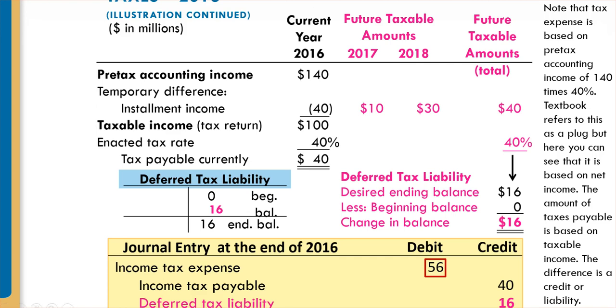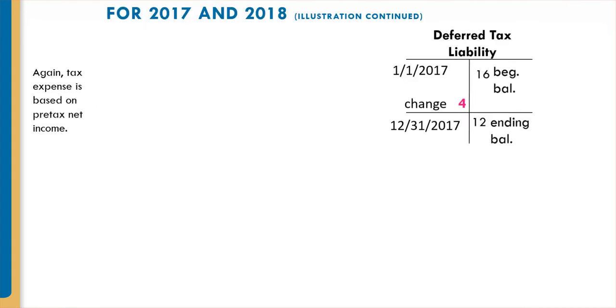This is a simplified version because we are assuming there's only one timing difference which exists, and there are no permanent differences. When we look at this, then as we go through time, we're going to see 4 is going to go away in the first year after it's recorded. So 2016, we put the 16 on our books. 2017, the reversal was for 10, and 40% of 10 is 4, so 4 is going to go away there.